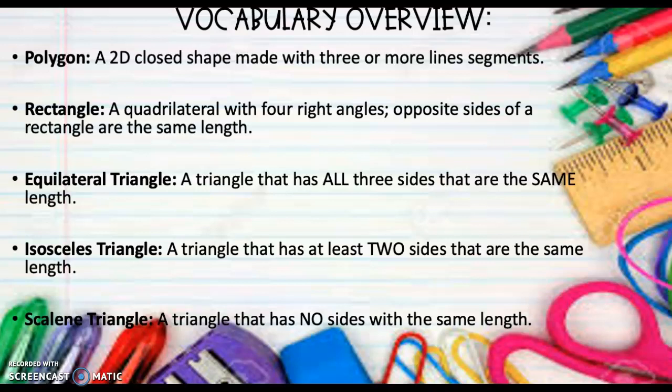The next one is an isosceles triangle. That is a triangle that has at least 2 sides that are the same length. So not all the sides are the same length, but at least 2 of them have to be the same size or the same length. And a scalene triangle is a triangle that has no sides with the same length. So when you look at this one, everybody is unique on this particular triangle. Okay? So I'm going to pause right for a second and let you look at the vocabulary.